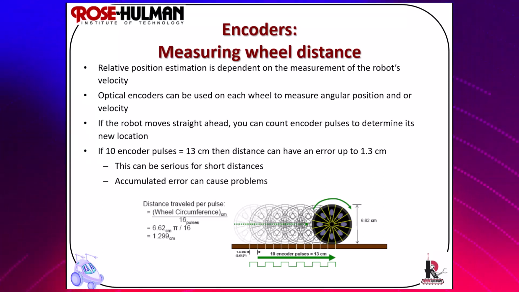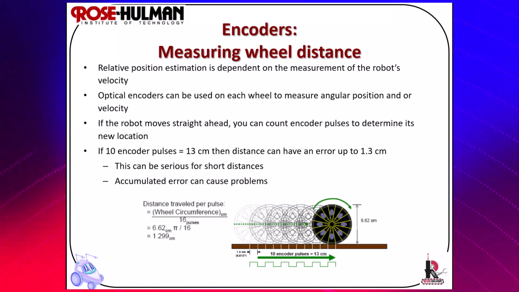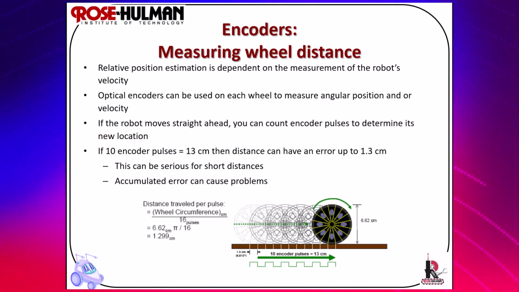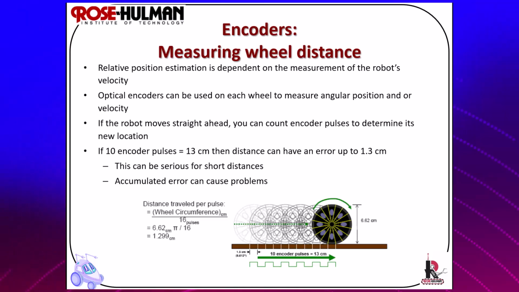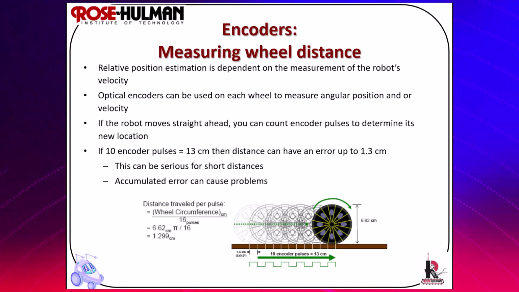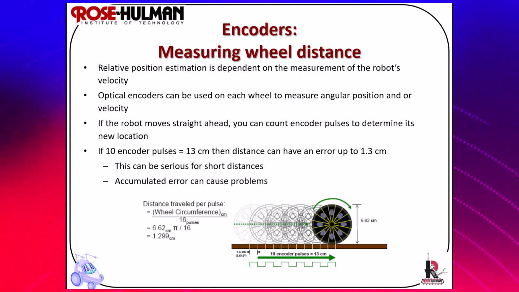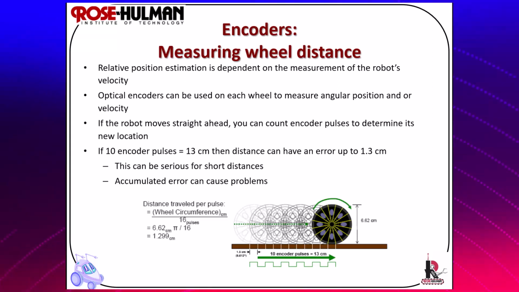You should do this: measure the diameter of your robot, determine the circumference, and figure out how many encoder pulses are related to a distance. For example, if 10 encoder pulses equal 13 centimeters, then the encoders will have an error of 1.3 centimeters. This can be serious for short distances, and accumulated error can also cause problems. By using this math, if we have wheel circumference divided by 16 pulses, then we get 1.3 centimeters by having 6.62 centimeters times pi over 16.